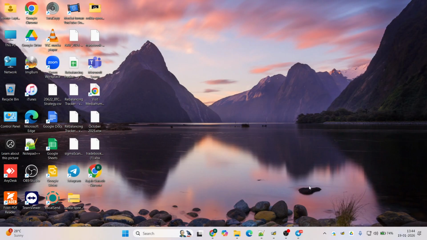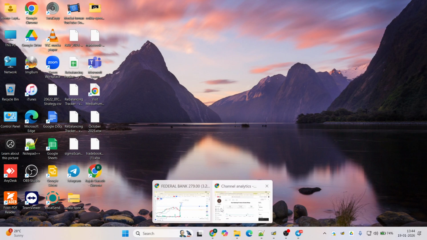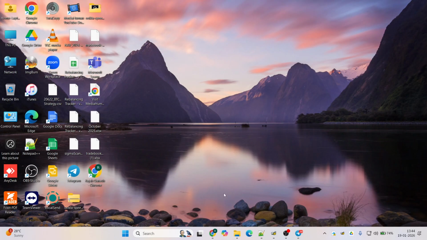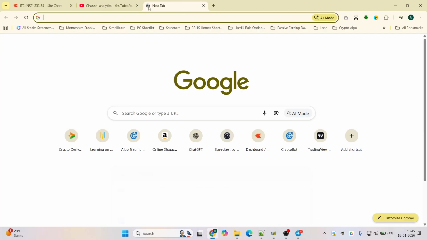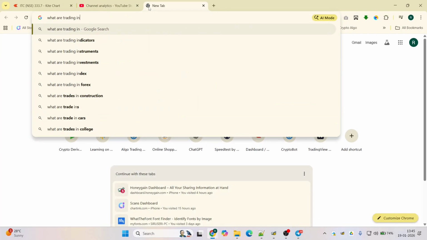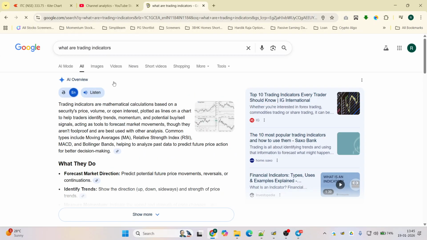So what are indicators? Indicators, as the name suggests, are used to indicate something. Basically, if you are taking a trade, I'll show you the definition as well. Just give me a minute. There are a lot of indicators, we'll see them one by one. These indicators are actually used to take a trading decision.